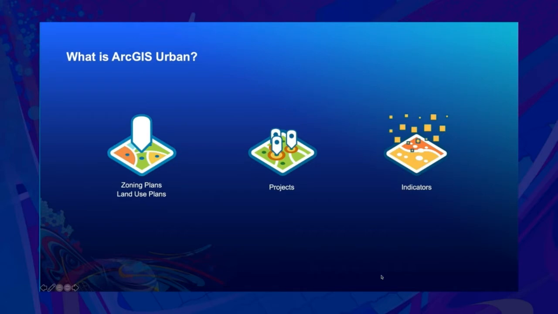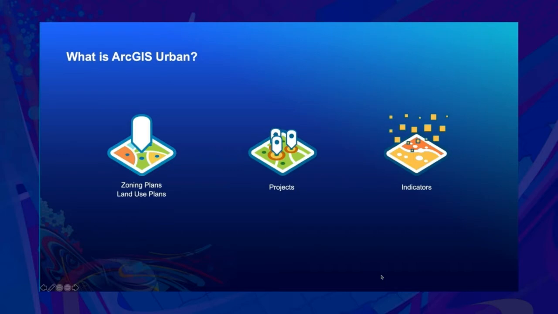Urban contains three types of items. The first are zoning and land use plans, where urban planners can design the parcels, the zones, the zoning regulation. They can generate plausible buildings within those regulations and do estimations on the capacity of the zoning plan, of the zoning changes, as well as see a visual representation in 3D of these plausible buildings.